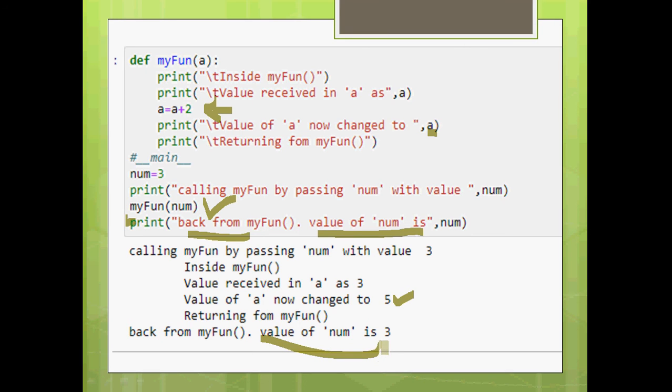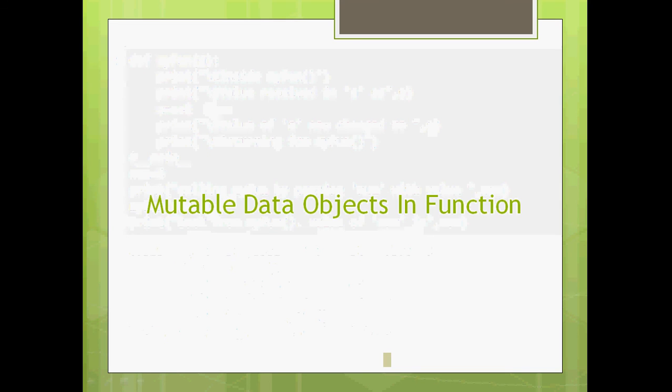Is there any change to the value num? There's no change at all because they are not pointing to the same variable. They are two different values. They are immutable, they cannot be changed. If you change num, then it will point to somewhere else, not to the same memory location. So this is it. Now let's talk about few mutable data.